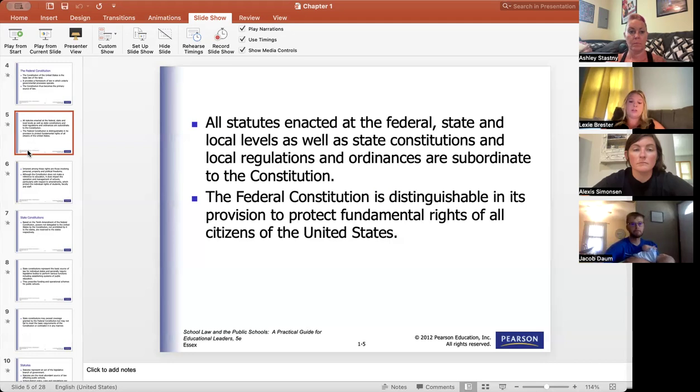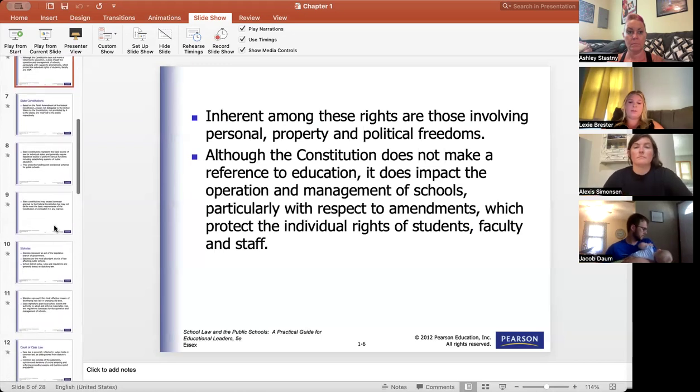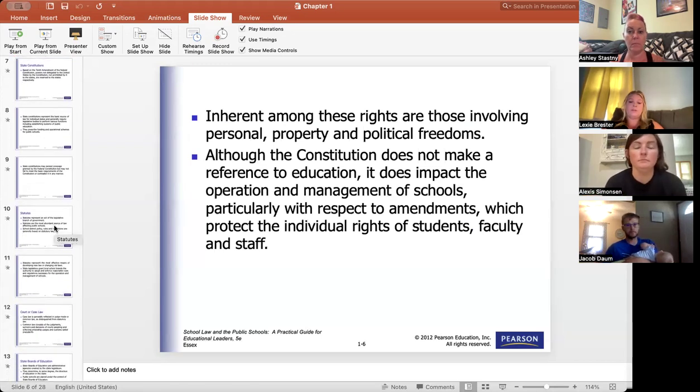The federal Constitution is distinguishable in its provision to protect fundamental rights of all citizens of the United States. Inherent among these rights are those involving personal, property, and political freedoms. Although the Constitution does not make a reference to education, it does impact the operation and management of schools, particularly with respect to amendments which protect the individual rights of students, faculty, and staff.